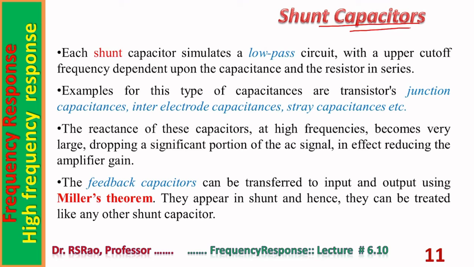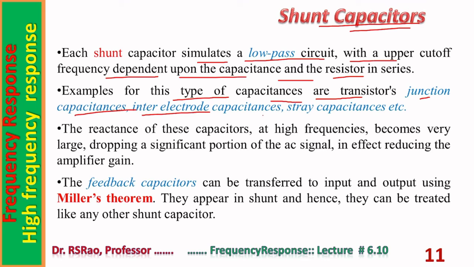Now we move to shunt capacitors. Each shunt capacitor simulates a low pass circuit with an upper cutoff frequency dependent upon the capacitance and the resistor in series. Examples for this type of capacitances are transistors' junction capacitance, inter-electrode capacitances, stray capacitances, etc. The reactance of these capacitors at high frequencies becomes very large, dropping a significant portion of the AC signal, in effect reducing the amplifier gain.